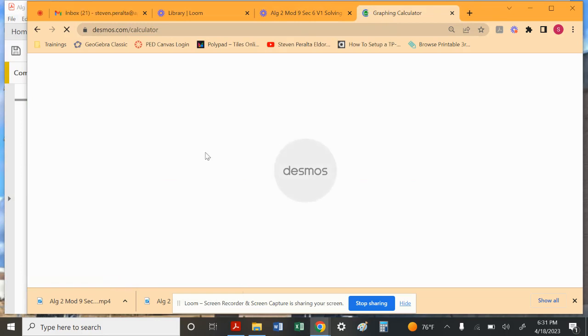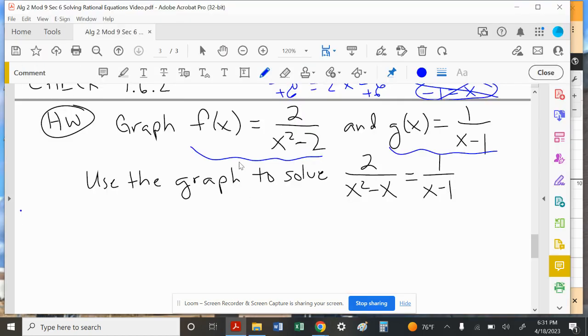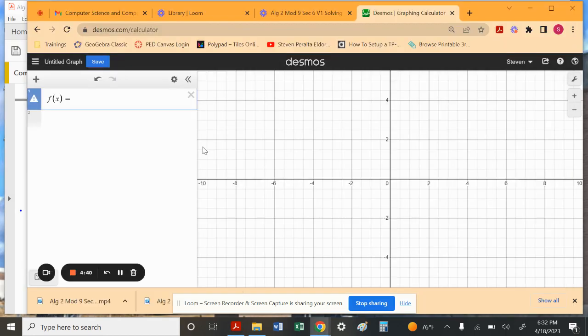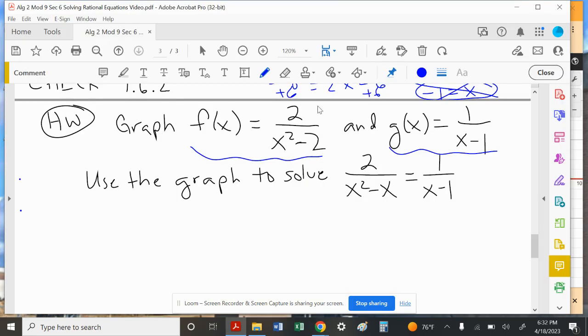We're going to type in the equations. So f of x equals 2 over x squared minus 2. Or it might be plus 2. Go back and check it there. No, minus 2. So 2 over x squared minus 2. I think I put an extra 2 in there.